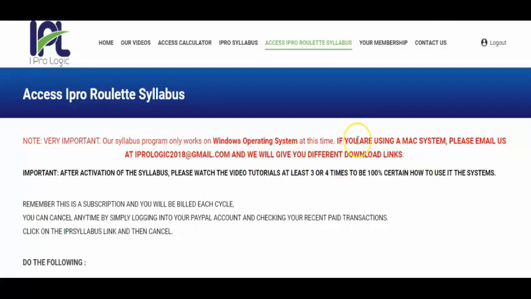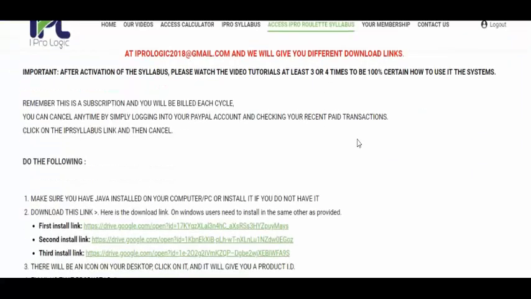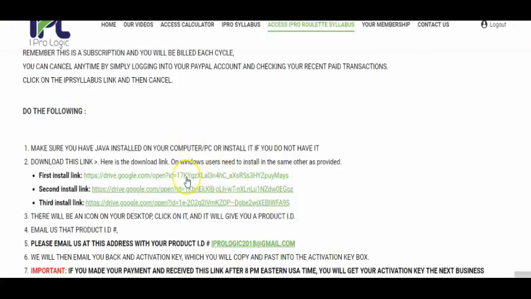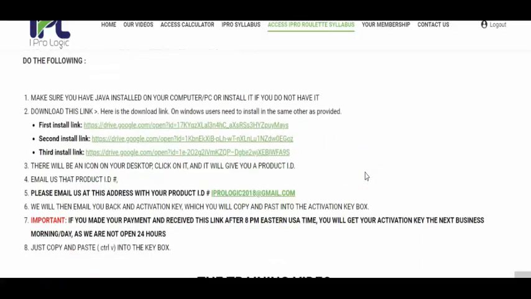And finally, I just want to point out to you, when you become a member of the iProLogic Roulette syllabus, you're going to get access to some download links, of which you will download each of these links. And after you have downloaded, one of them is to install the syllabus on your desktop or your laptop. You cannot use this on an iPad or a tablet. Certainly we can. We have the capabilities of doing it. But you really want to have it on your desktop or your laptop.